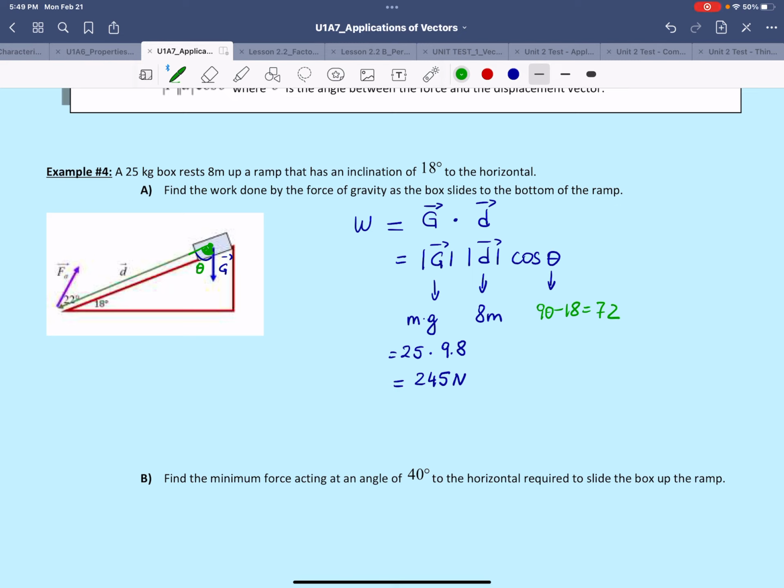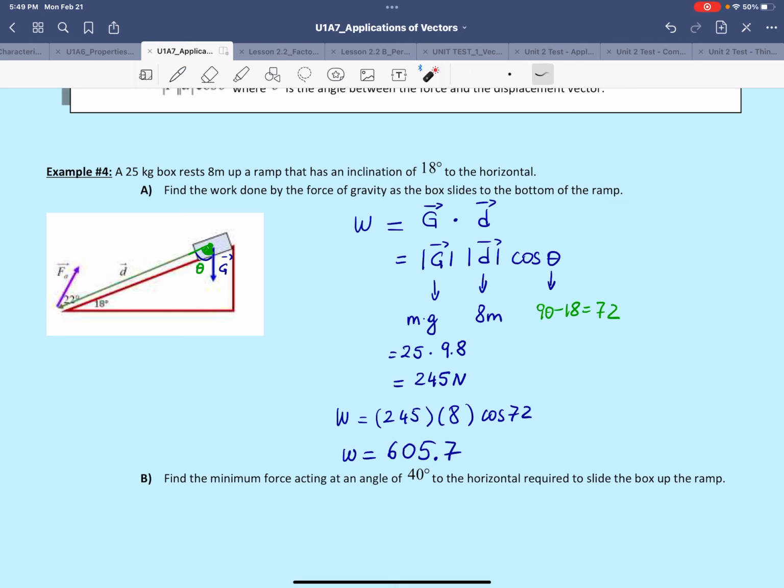So now we're ready to find work, and we're going to say work equals 245 multiplied by 8 and multiplied by cosine of 72. And here we go, just put them in the calculator, so cos 72. Make sure your calculator is set to degree mode, since we're using degrees, obviously. And here we go, 605.67, so 605.7.